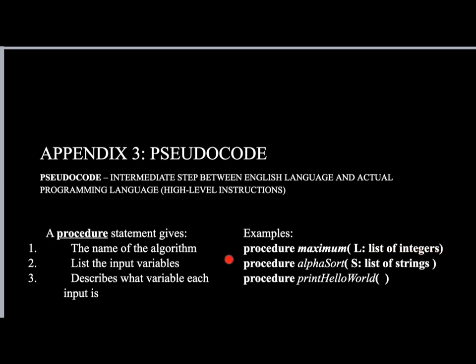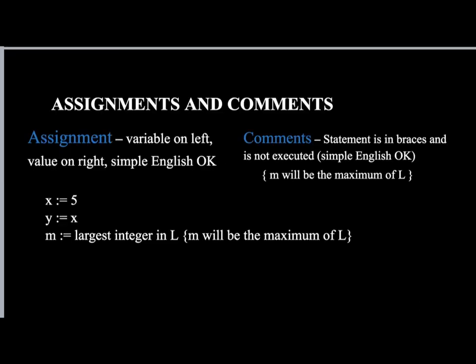Another example, procedure is going to be alpha sort, and it takes as input S, which is a list of strings. Or we could have a procedure called print hello world. It doesn't take any inputs at all. It's just going to be that hello world thing that you learn most of the time when you start programming. All right.